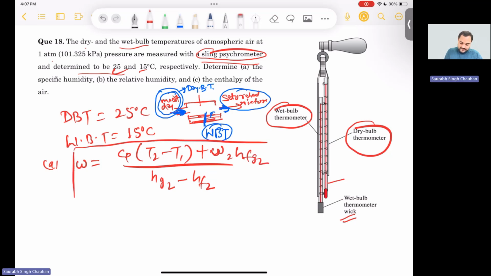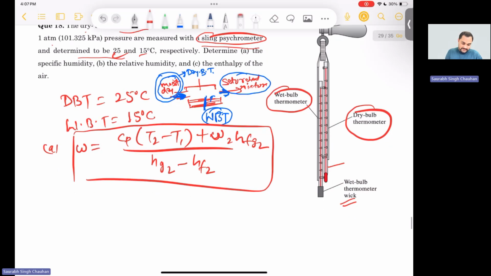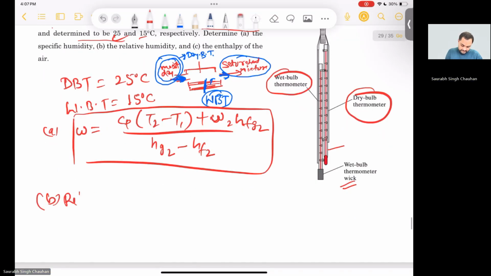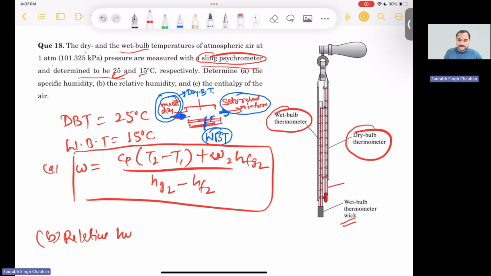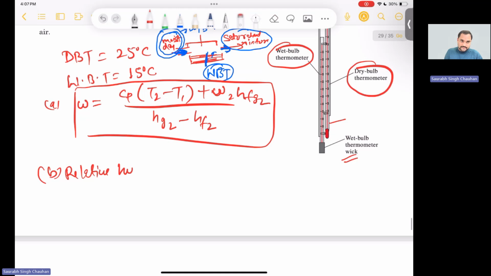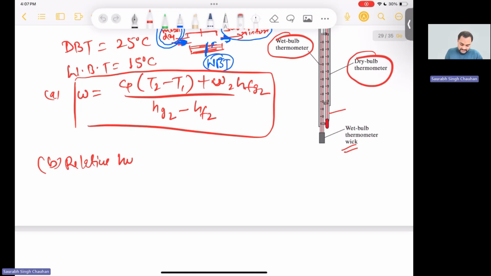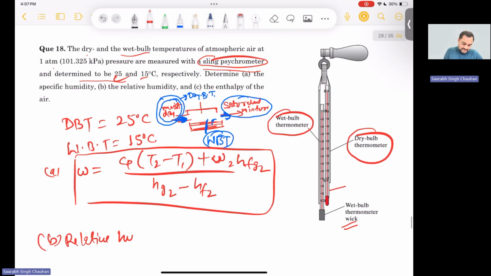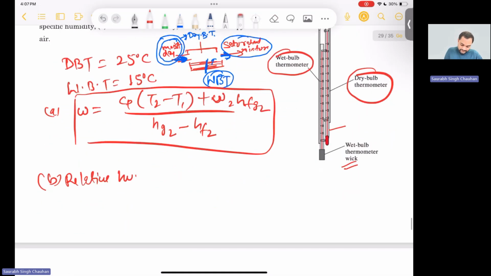From this relation you can find the specific humidity and relative humidity. You know how to calculate, and yes, some values are not given, so for that you'll have to use the property tables. Okay, properties for air, properties for water vapor you can find from the table, but I will just explain how to calculate the values which are asked. Okay, so relative humidity can be calculated from this relation.